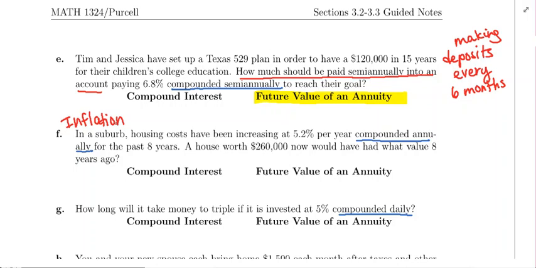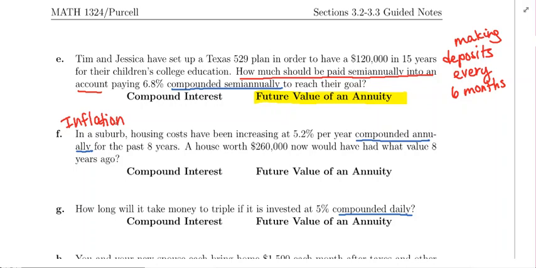Like a house, that's what's going on here. You've got this suburb where housing prices have been going up over time. So 8 years ago, the house was not worth as much as it is today. It says right now the house is worth $260,000. 8 years ago it wasn't worth as much because over the past 8 years the housing prices have been going up. So how do you think about this problem?